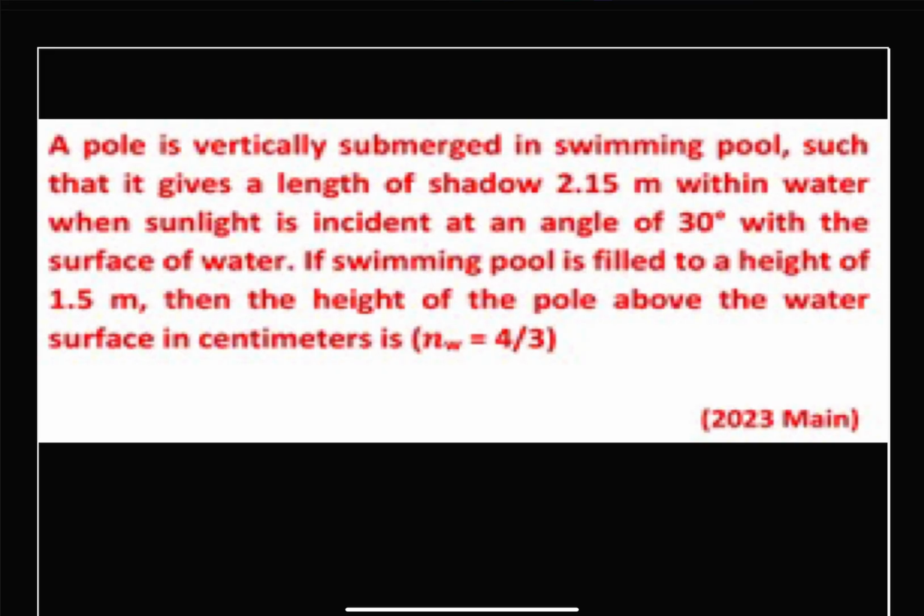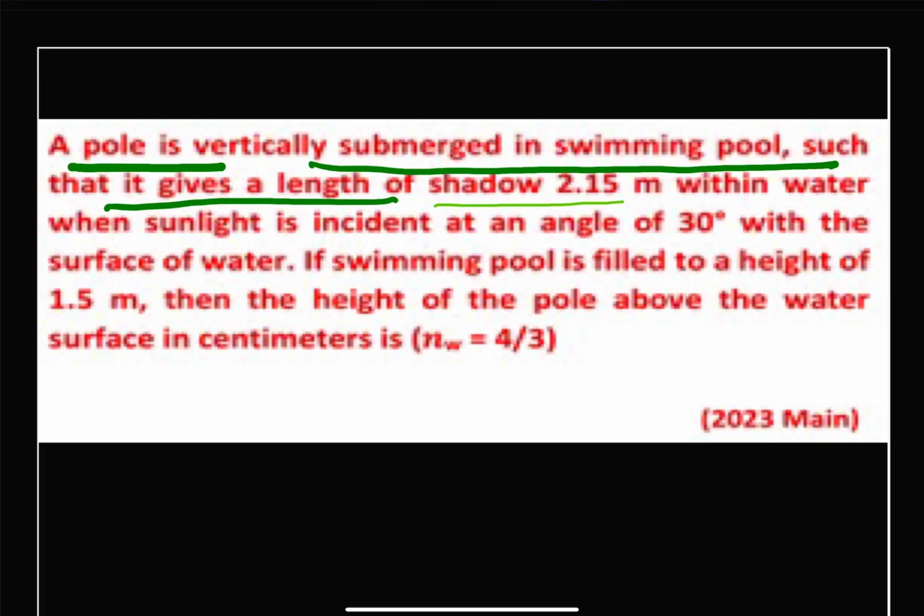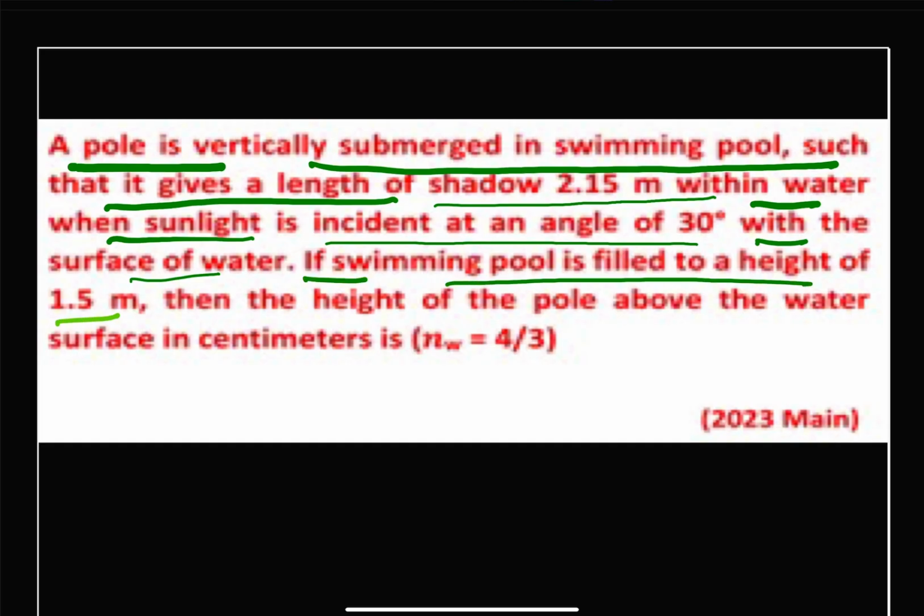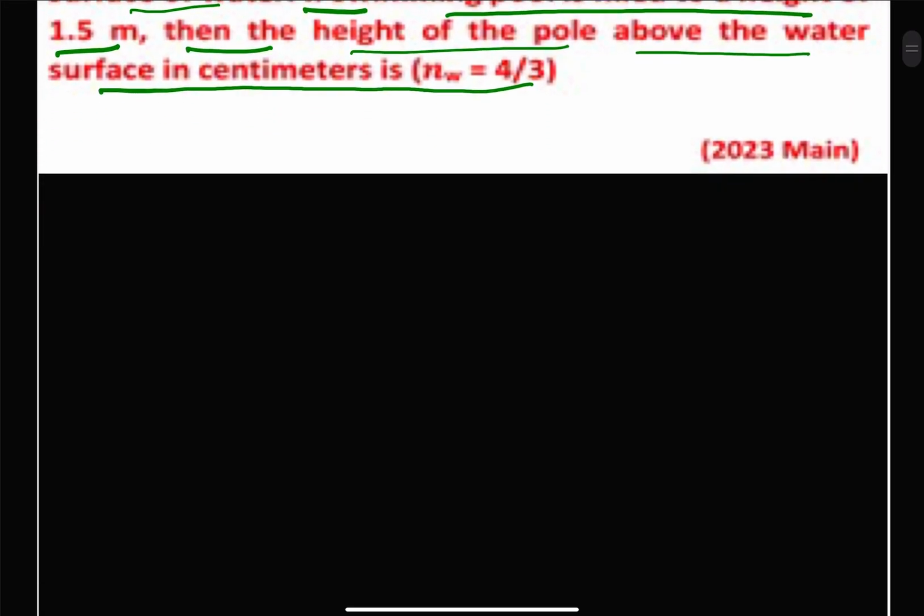It states that a pole is vertically submerged in a swimming pool such that it gives a length of shadow 2.15 meter within the water when sunlight is incident at angle of 30 degree with the surface of the water. If the swimming pool is filled to a height of 1.5 meter, then the height of the pole above the water surface in centimeter is. The refractive index of water is given as 4/3. So based on the information, we can draw an approximate figure for that.